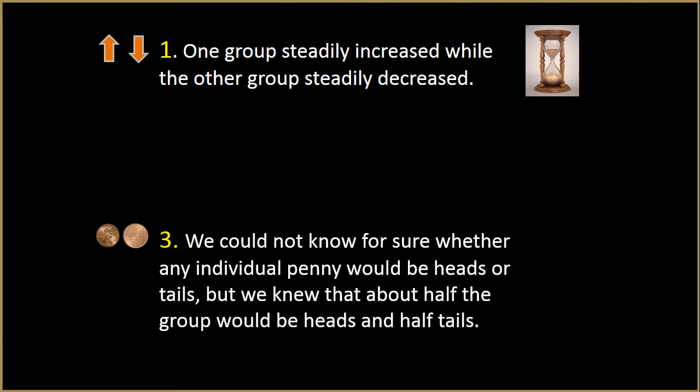In number 1, it was easy to see one group of pennies steadily increasing while the other group was steadily decreasing. This point is easy to see in the hourglass illustration as well. We can see how the sand in the top steadily decreases as the sand in the bottom steadily increases. In number 3, we could not know for sure whether any individual penny would be heads or tails, but we knew that about half the group would be heads and half tails. In the hourglass illustration, we don't know exactly when one individual grain of sand will fall to the bottom, but we know how long it takes for all the sand to fall.